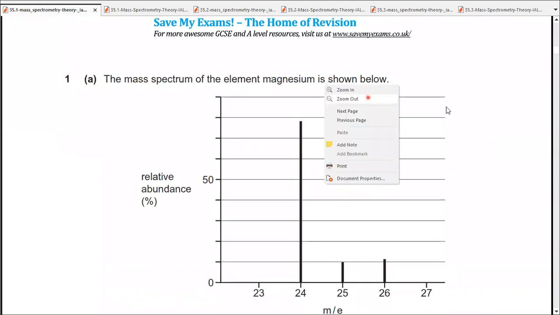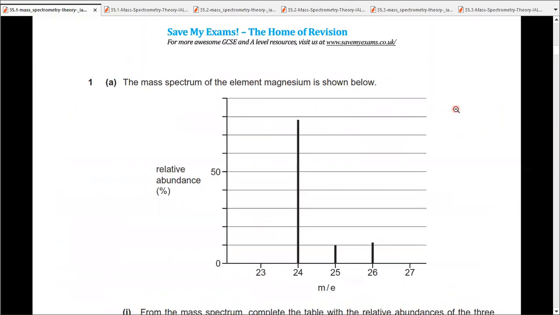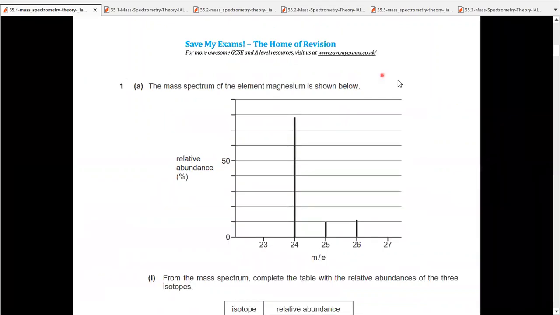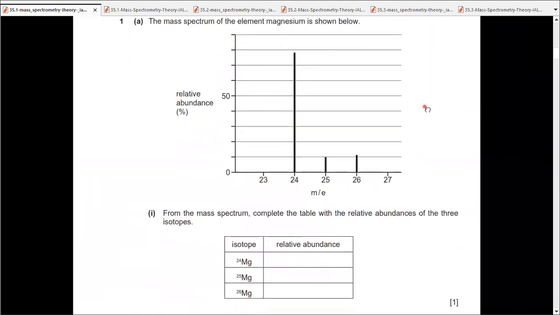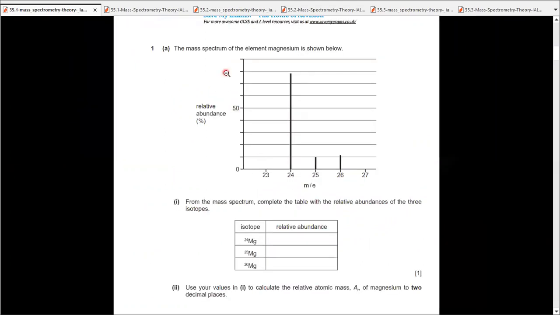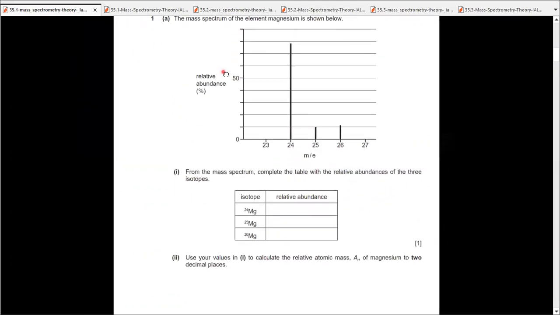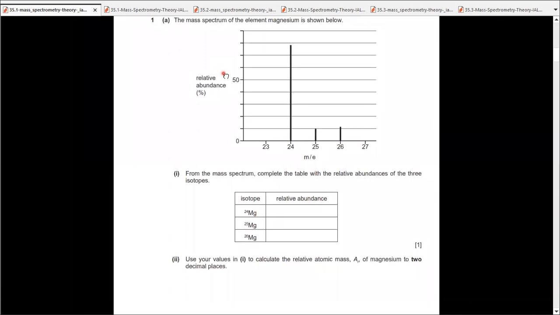Getting started with question number 1. I hope it still is readable.